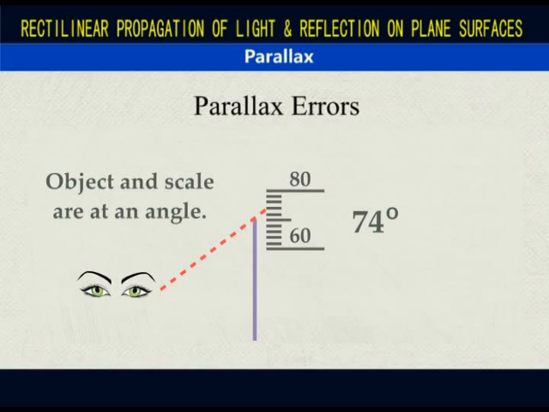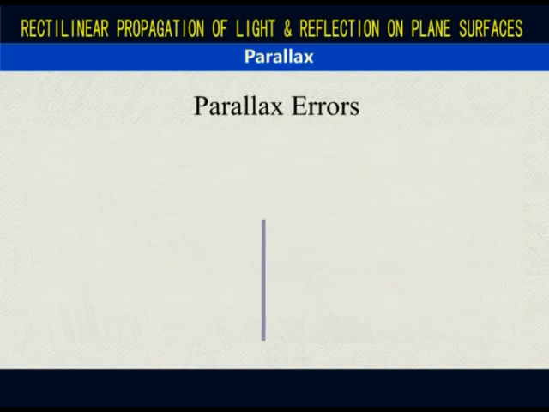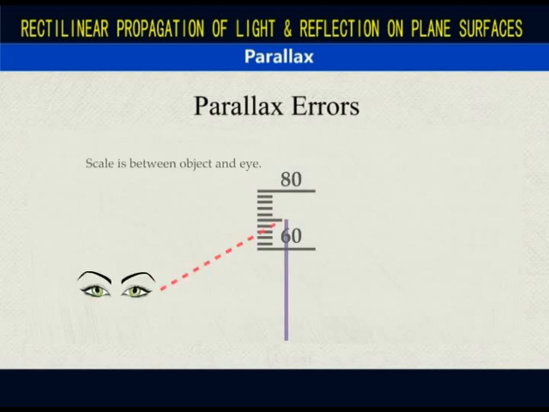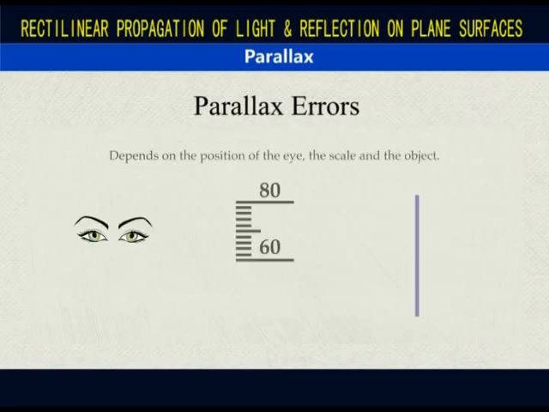And so, does looking from below always result in getting figures bigger than the actual reading? Not necessarily. In this setup, the object being measured is between the eye and the scale. But what happens when the scale is between the object and the eye? Looking from below and drawing the line of vision, this gives a reading of 66 degrees, which is a lower value than the actual one. So, whether parallax error results in higher or lower readings depends on the position of the eye, the scale, and the object.